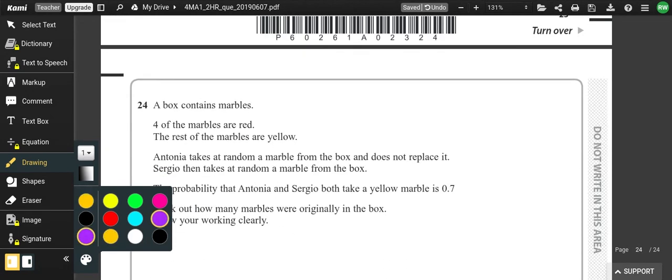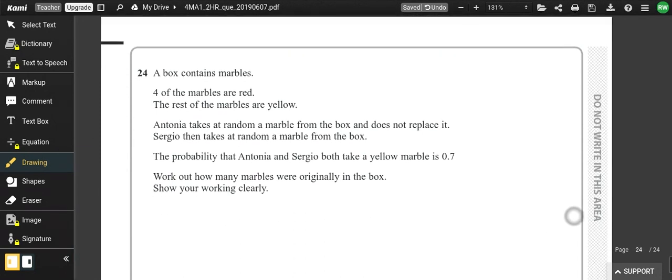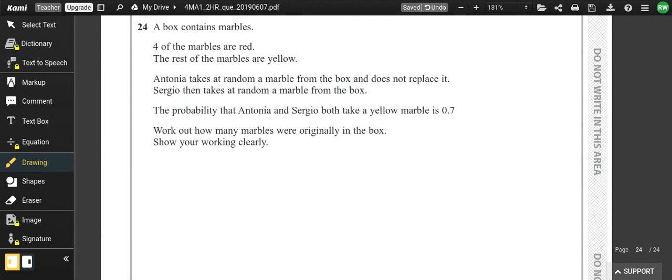Okay, final question. The box contains marbles. 4 are red, the rest are yellow. So we don't know how many are yellow, but we do know that when they take 2 yellows, that gives us 0.7. So let's try and draw a probability tree.